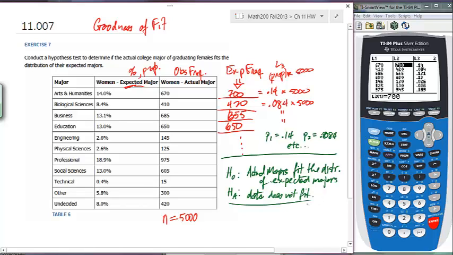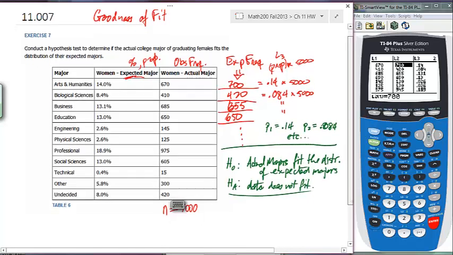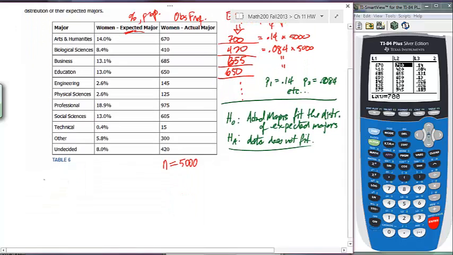So here are our two statements, the null and alternative hypotheses. So now we need to figure out our test statistic, which is going to be a chi-square test statistic. And then we also need to figure out a p-value. And for our p-value, we're going to be using our skewed to the right chi-square distribution.